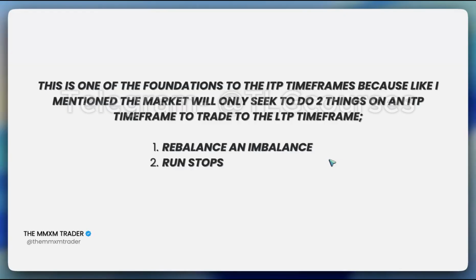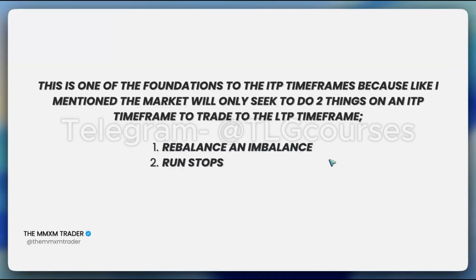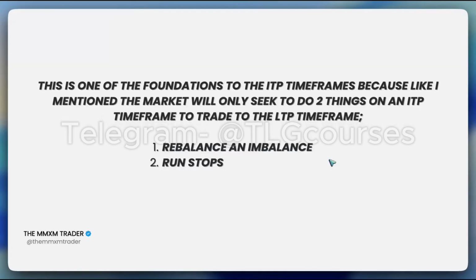This is one of the foundations of the ITP timeframes because, like I mentioned, the market will only seek to do two things on an ITP timeframe: trade to the LTP, draw on liquidity, rebalance an imbalance, and run stops. In this case, we're looking at the run of stops in the direction of that LTP and the ITP range, the time frame aligned range.